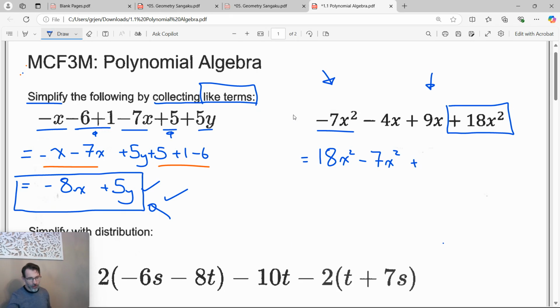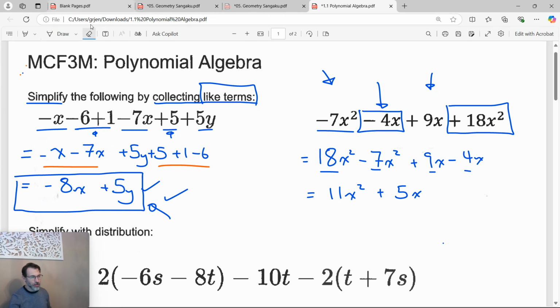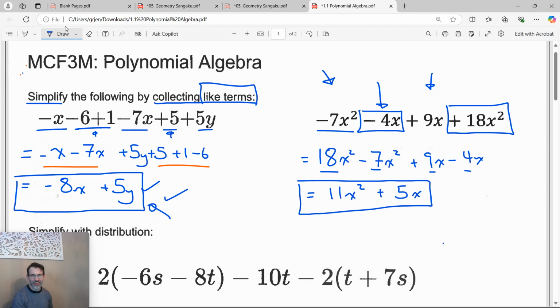And then I, for a similar argument, group 9x minus 4x next. Notice that this moved, but the whole thing moved. The sign, the number, all of it moved its order. Now I can just do this. This is 11x squared plus 5x. 18 minus 7 is indeed 11. And 9 minus 4 is indeed 5. So I might go ahead and remove my weird arrows and put a nice box around that, suggesting that that is done, finished, final answer.